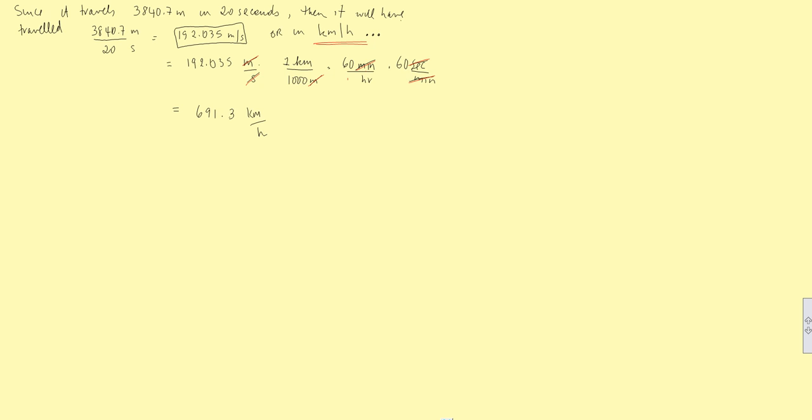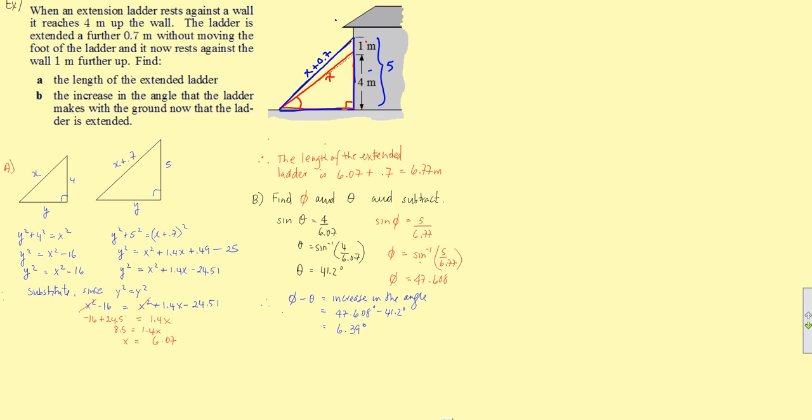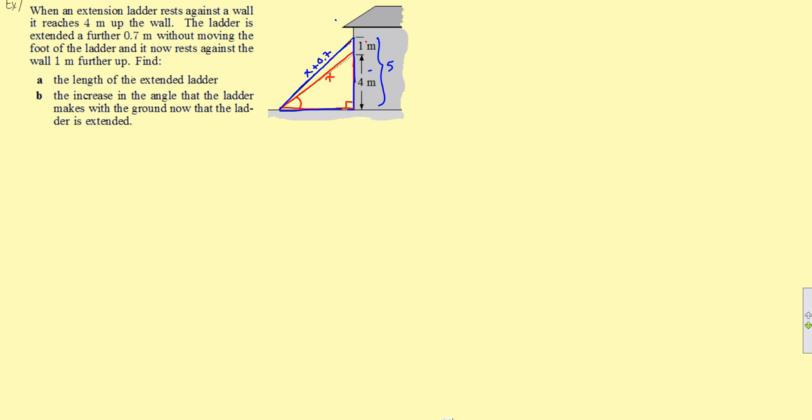All right, I'm going to give you one last question to look at, and this question is, again, not particularly easy, but doable. Okay, so let's take a look at what the question says. It says that when an extension ladder is resting against a wall, it reaches 4 meters up the wall. So here it is, 4 meters up the wall. And the ladder is extended a further 0.7 meters without moving the foot of the ladder, and it now rests against the wall 1 meter further up.